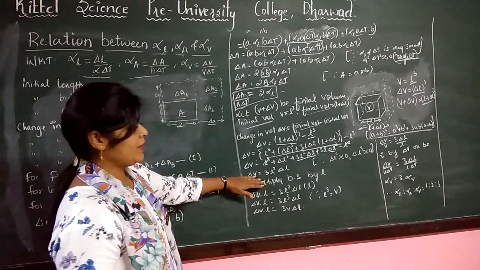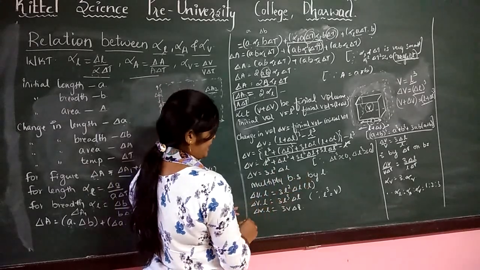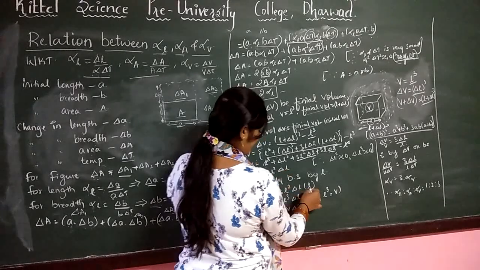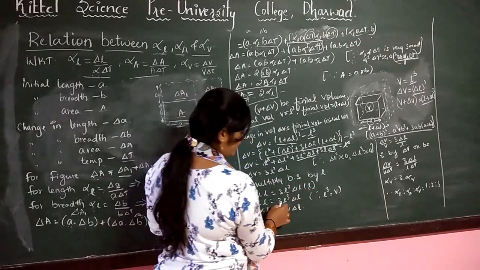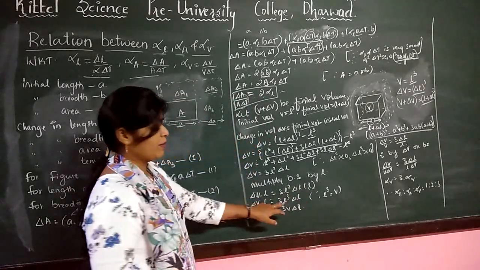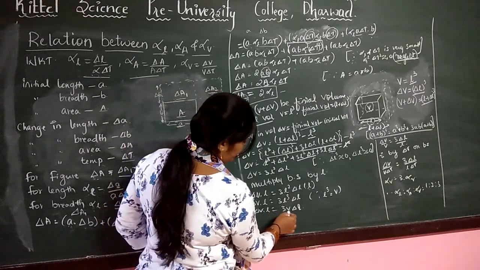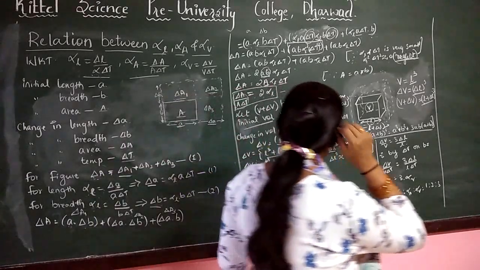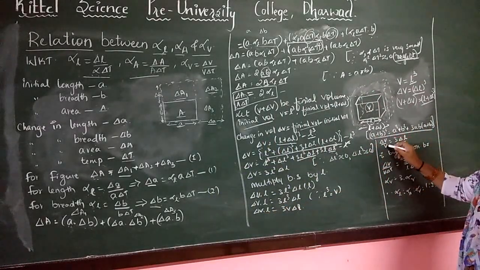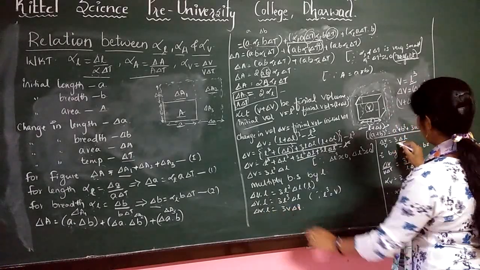So what do I do? I multiply by L. So both sides will be multiplied with L. So delta V into L equals 3L square delta L into L. That becomes 3L cube delta L. But we know L cube is V. So delta V into L is equal to 3V delta L. Now I take this term to this side. So delta V by V is equal to 3 delta L by L.